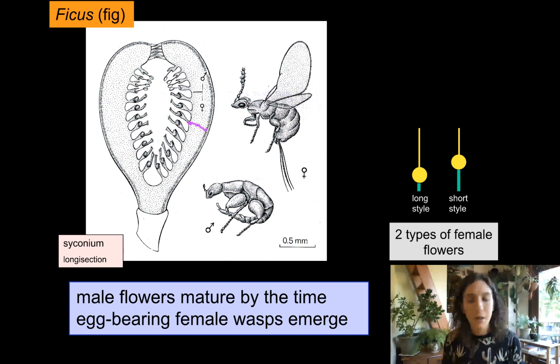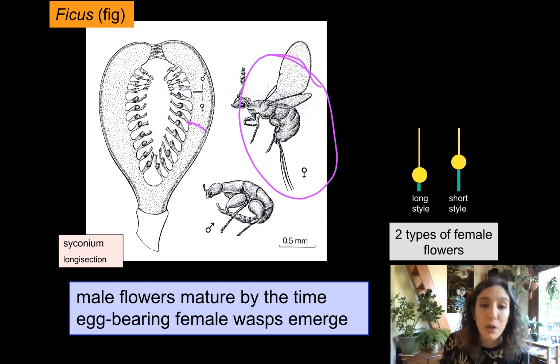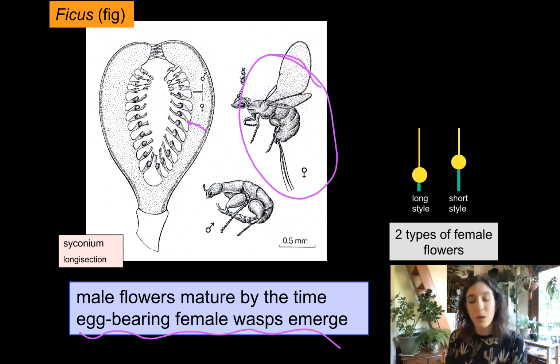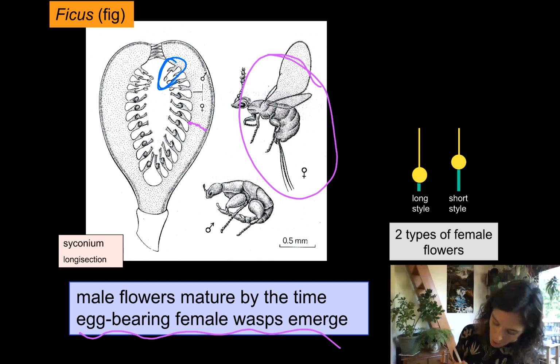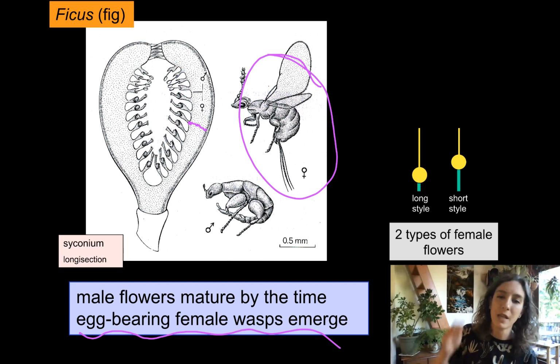So sometime later, their sisters emerge. They are egg-bearing when they emerge, right? Because they have already kind of been mated with. And so by the time they emerge, egg-bearing, the male flowers of this Syconium right here are mature. And just innately, she knows what to do.